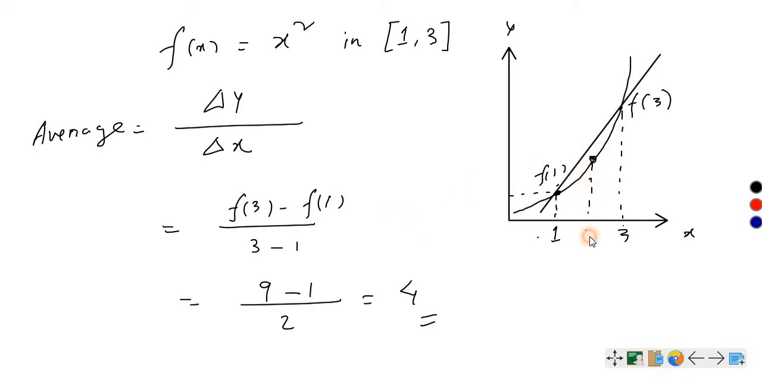Say it is 2. So what I am going to do? I will approach the value of x from 1 to 2. I will be approaching in this direction. Let me take the red color to represent this. So I will be approaching in this direction from the left hand side. I will be approaching from this direction from the right hand side.